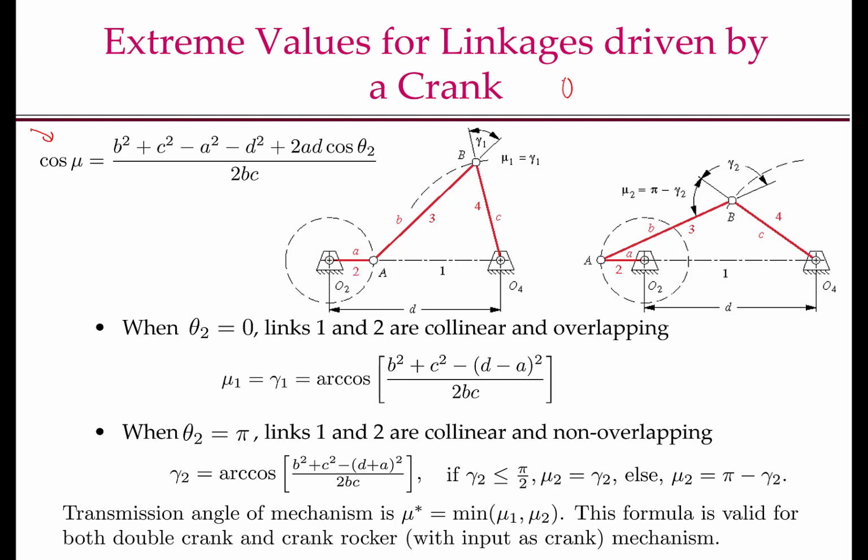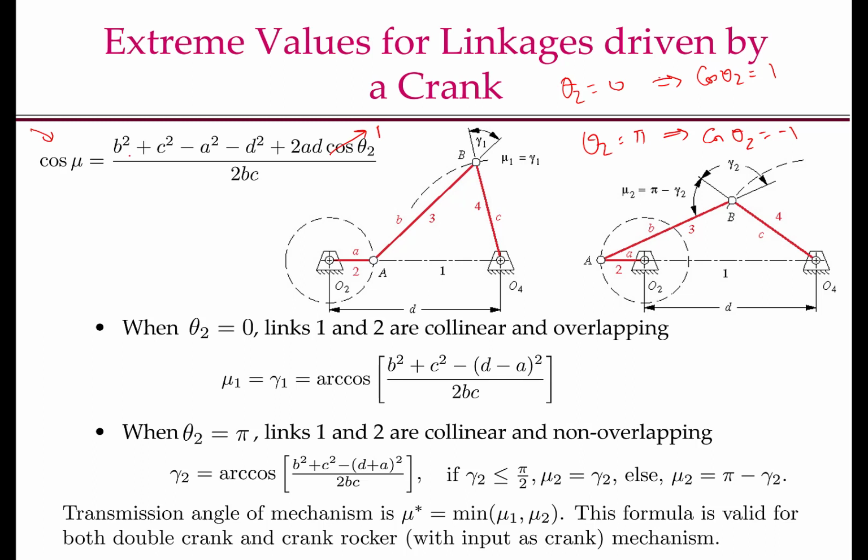Theta 2 equal to 0 is where cos of theta 2 equal to 1. That's the maximum value that cos of theta 2 can have. Theta 2 equal to pi implies cos of theta 2 equal to minus 1. That's the minimum value that cos of theta 2 can have. So cos of mu will have its extreme values either at theta 2 equal to 0 or theta 2 equal to pi. So when theta 2 equal to 0, cos of theta 2 is 1.